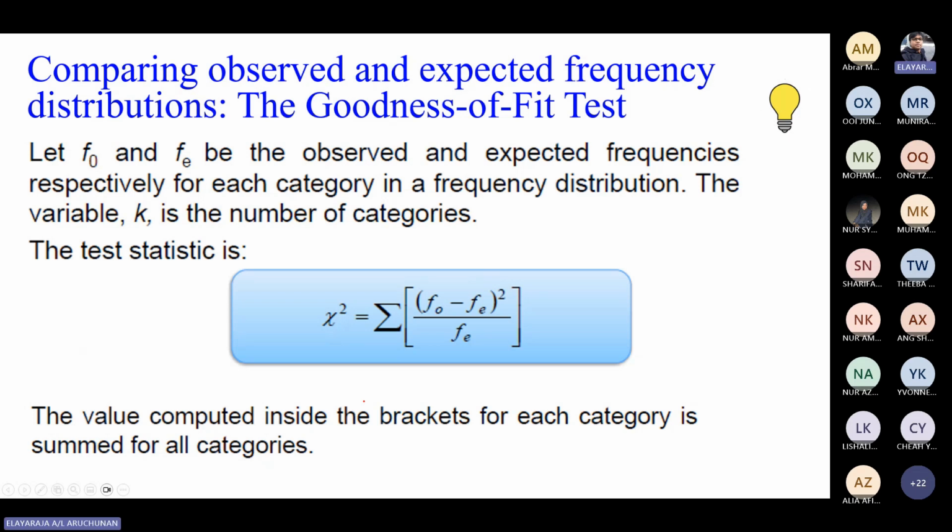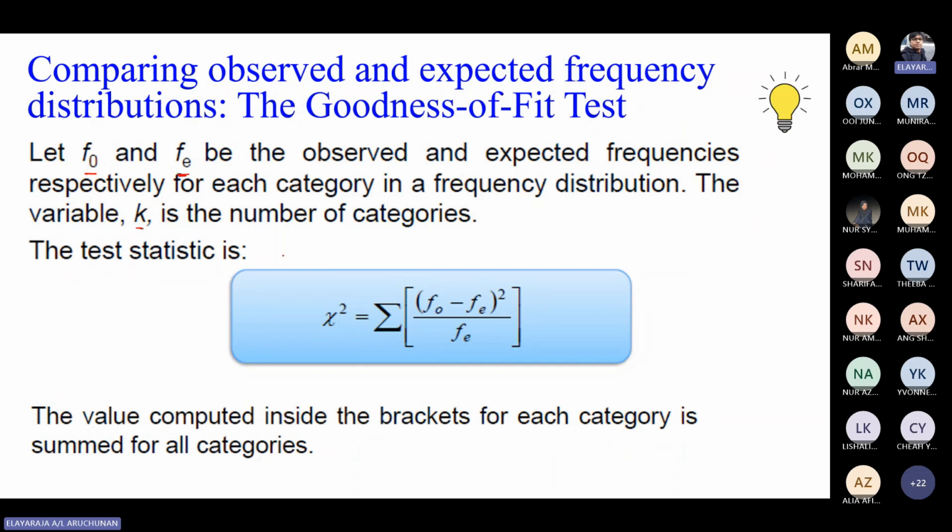Now we're going to look into the goodness of fit test. Before we carry out the goodness of fit test, you need to know a few elements. One is F naught and FE. F naught is the observed frequencies, and FE is the expected frequencies. The variable K is the number of categories.